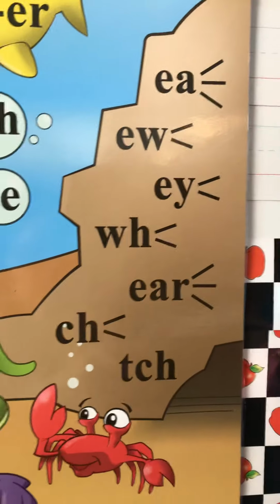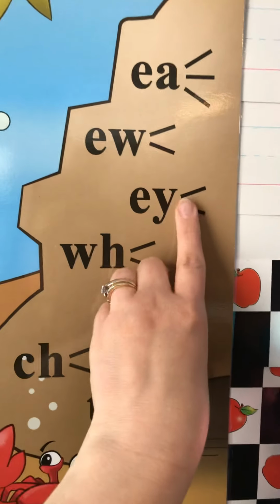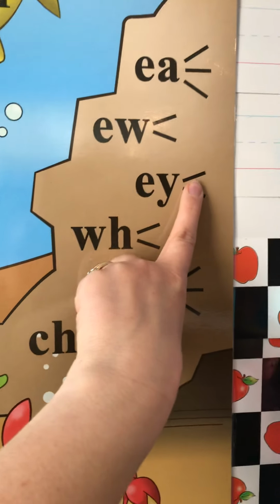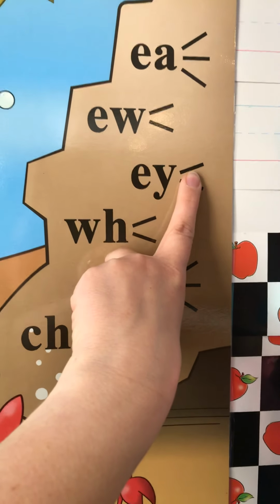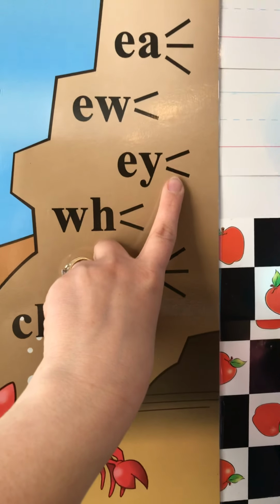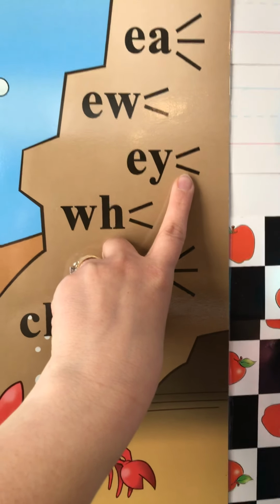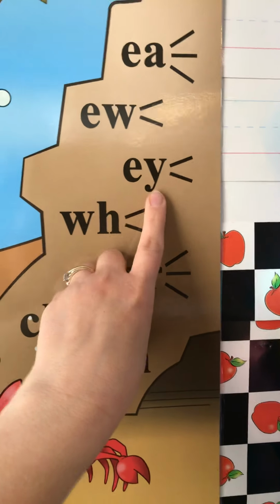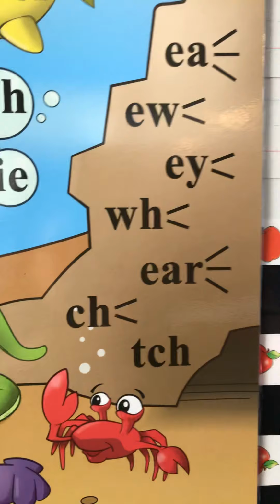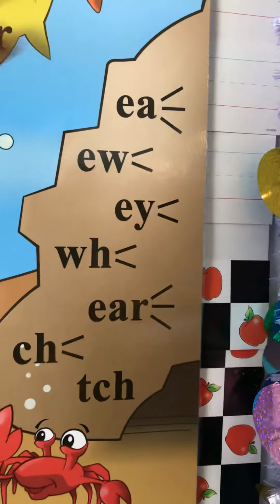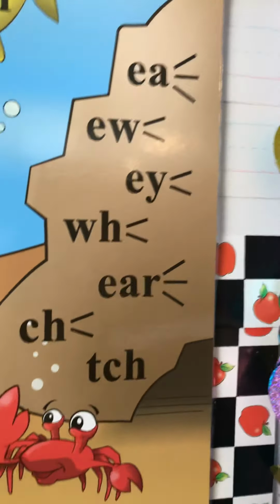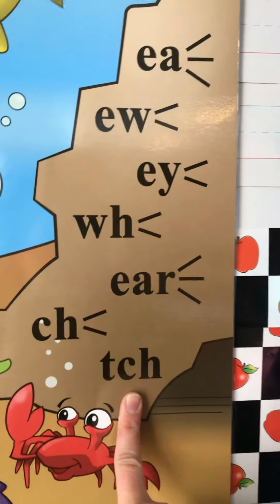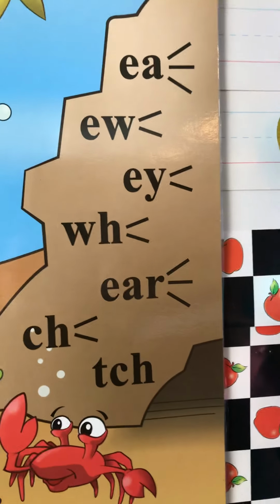All right, let's do this one. Do you remember both of our EYs? Let's do E in key first. Ready? E in key, E-Y. And the other one? A in obey, E-Y. So E-Y can say long E or long A. So some of these are a little bit tricky. Which one over here in the brown comes after a short vowel? This one, ch in patch, T-C-H.